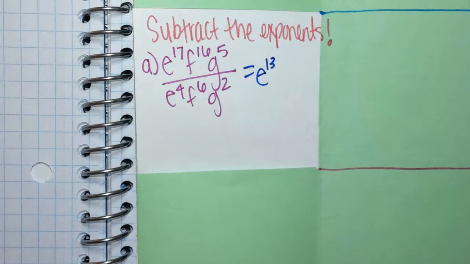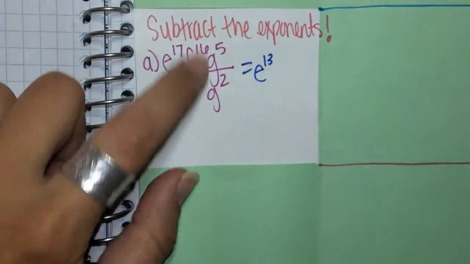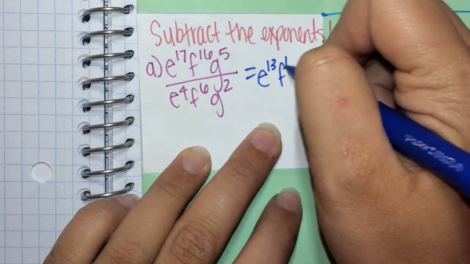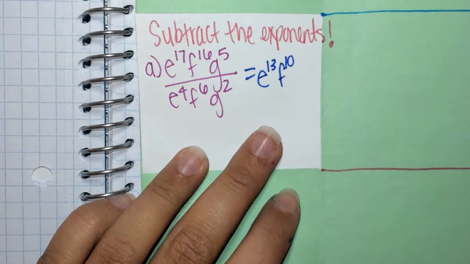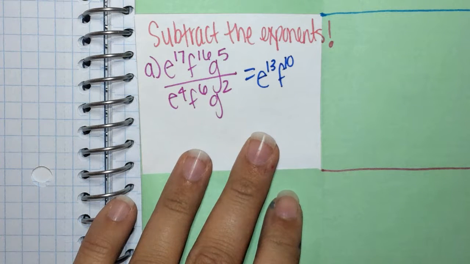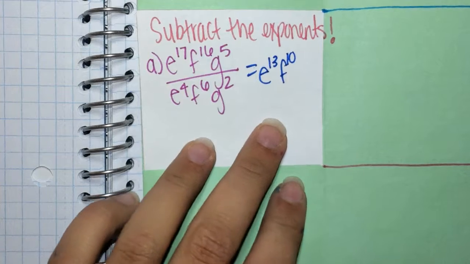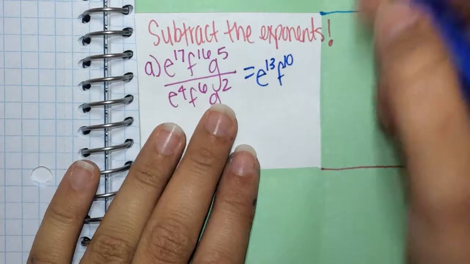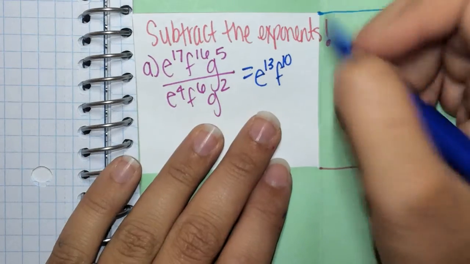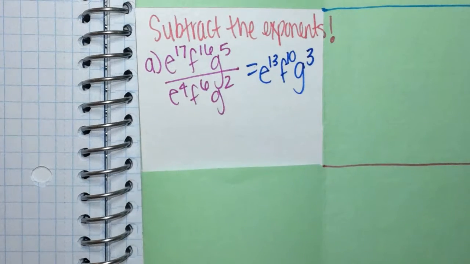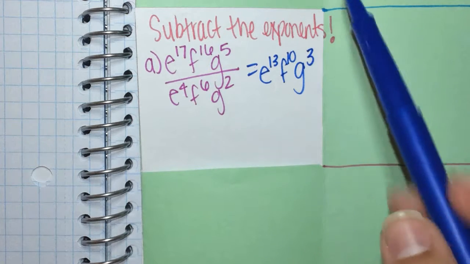You do subtract going down because those are alike. All right, now let's subtract going down this way. What's 16 minus 6? So we do 16 minus 6 and we get 10. And for our G, 5 minus 2 is 3. So this is how you say your answer. E to the 13th, F to the 10th, G cubed.